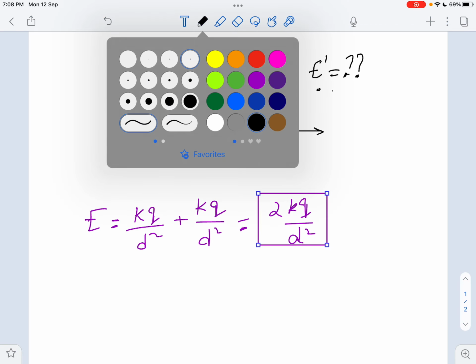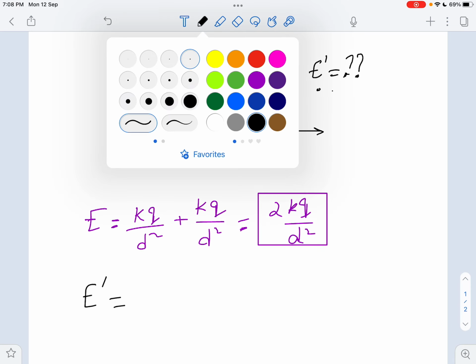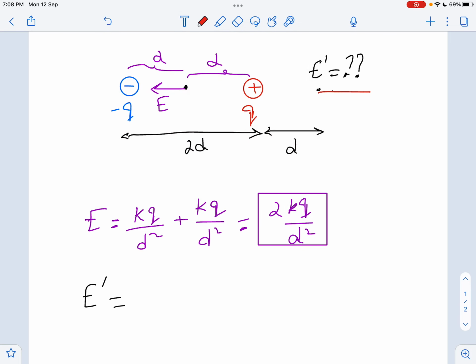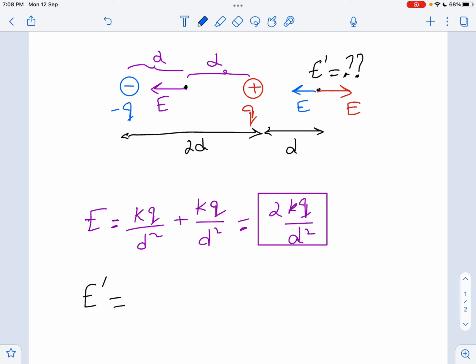Now, E prime, again, it's the sum of the electric field due to the positive charge, which is going to be to the right, and it's going to be a strong electric field. Or let me draw it like that. And an electric field to the left due to the negative charge, which will be smaller than that of the positive, because the negative is far away from this point. So this E prime is going to be the red electric field, which is KQ over D squared, plus the electric field due to the negative charge, or minus, not plus, because it's in the opposite direction. So minus KQ.